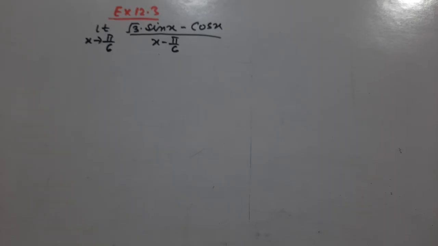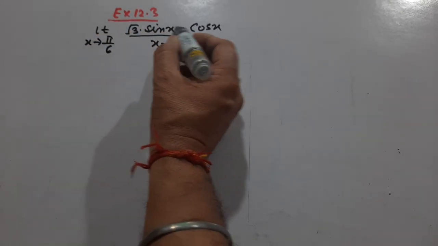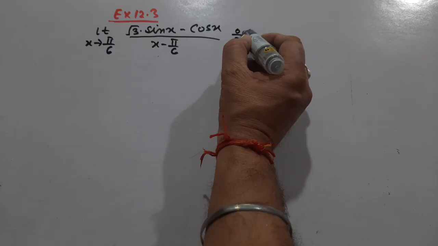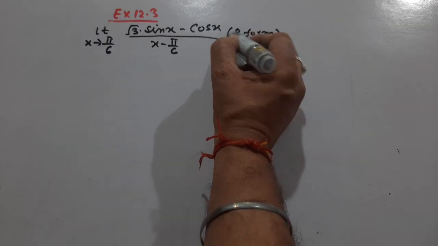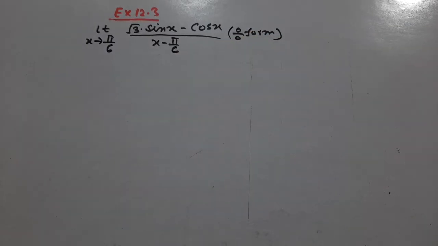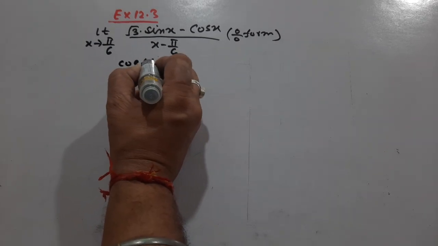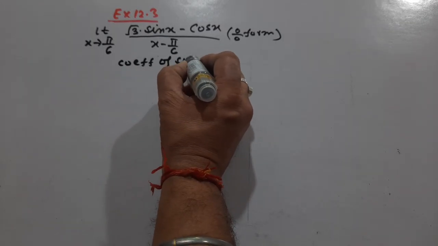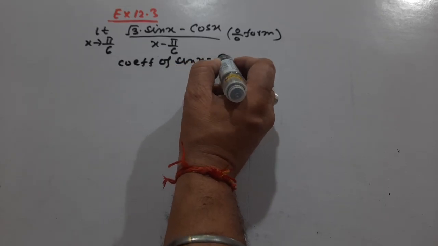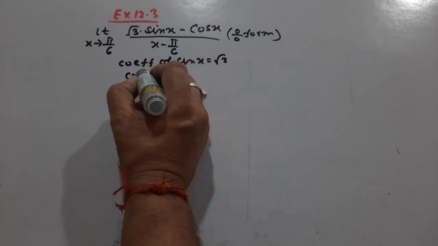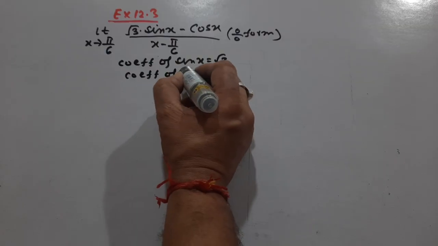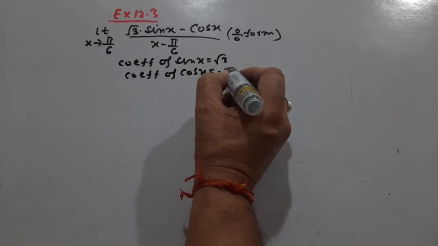Now the next question is limit x tends to pi by 6 of root 3 sin x minus cos x upon x minus pi by 6. Now students, if I directly put pi by 6 over here, then we get 0 upon 0 form. To do this question, first I write the coefficient of sin x in the numerator. Coefficient of sin x is root 3 and coefficient of cos x in the numerator is minus 1.